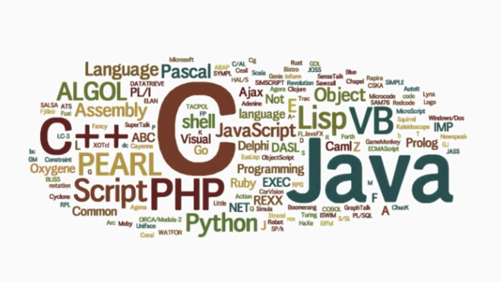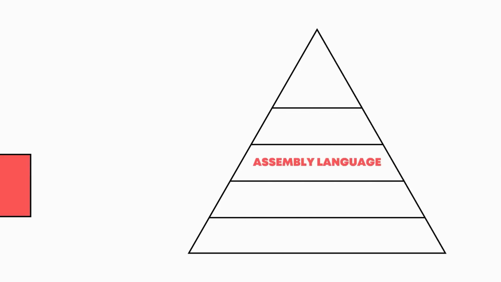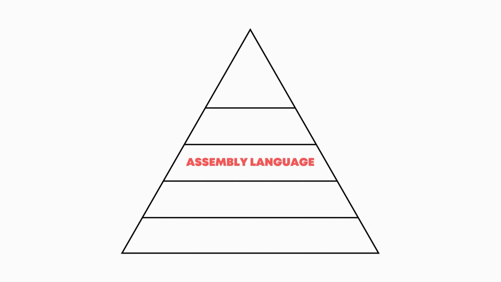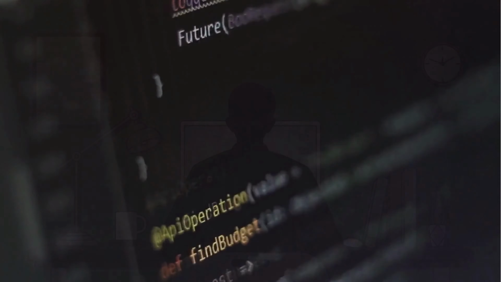Programming languages come in different levels, from low-level to high-level. Low-level languages, like assembly language, are really close to machine language and are used to write programs that interact directly with the hardware of the computer. High-level languages, like Python, are further from machine language and are easier for humans to read and write. They're used to write programs that are more abstract and complex.